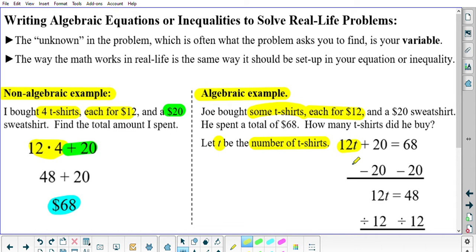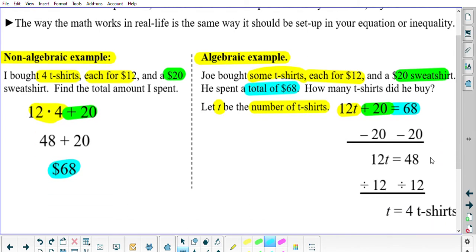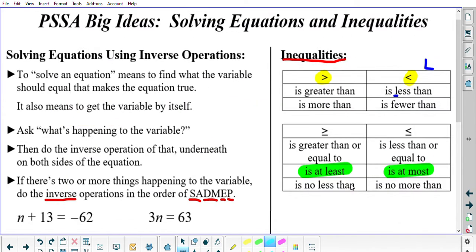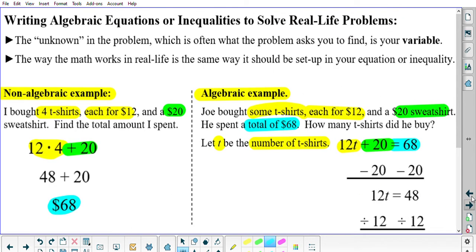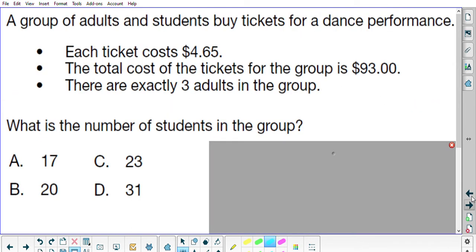We used to know it was 4 t-shirts, so we did 12 times 4. Now we don't know how many t-shirts, so it's 12 times T. Then we're still buying the $20 sweatshirt, so that has to be added on, just like it was on the problem on the left. This time we are given the total. So it equals the total. Hopefully that makes sense to you. Then you would use inverse operations on both sides to solve, just like I was showing you higher up on this review sheet.